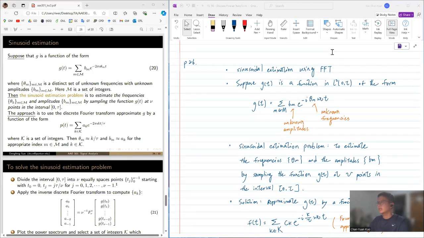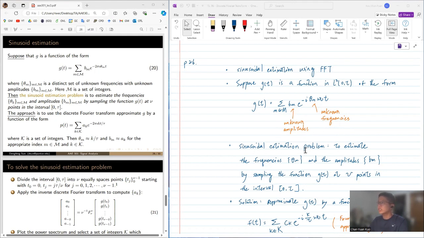Okay, now let's look at how we can perform sinusoidal estimation using FFT. To give you more context of what this problem is about, let's look at this function g of t, which is a function in the Lebesgue space L squared with the interval from 0 to tau. And this function g of t is in the form of summation b_m times e to the negative i theta_m times 2 pi times t, and m is in the integer set M. Also here, b_m and theta_m are unknown amplitudes and frequencies to be estimated.